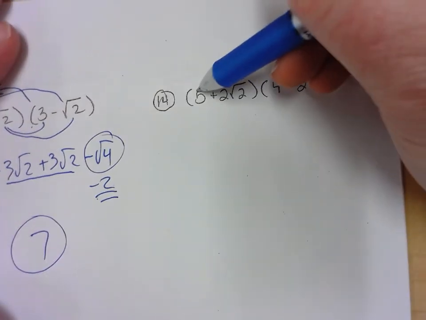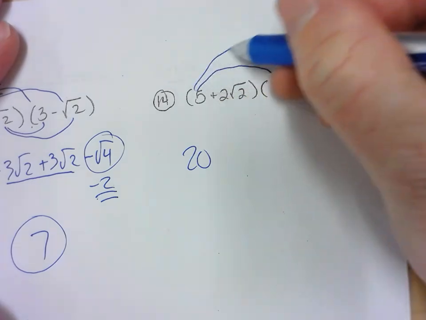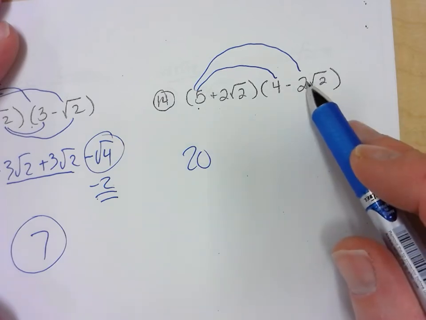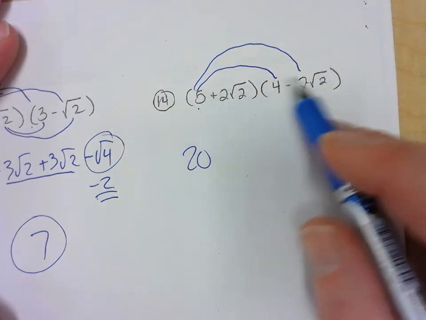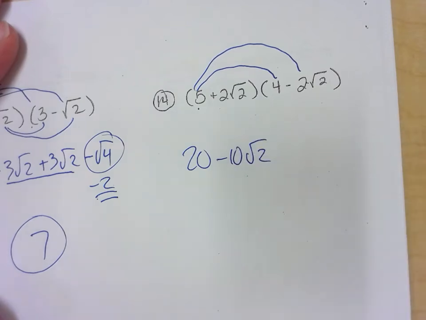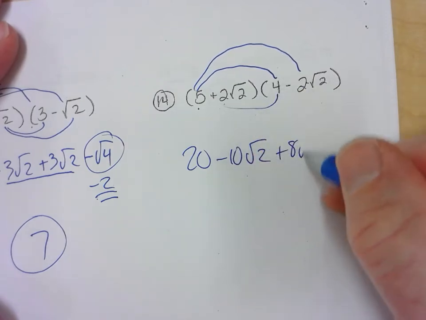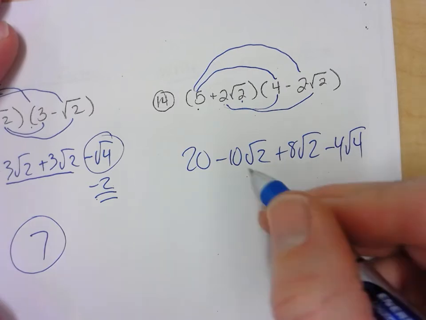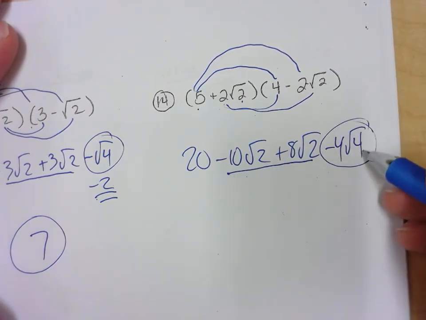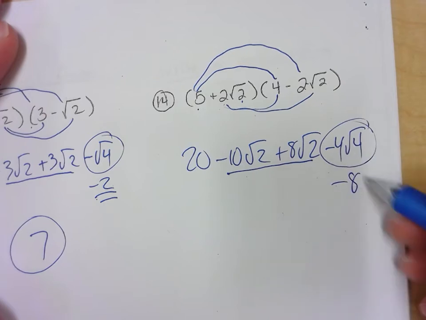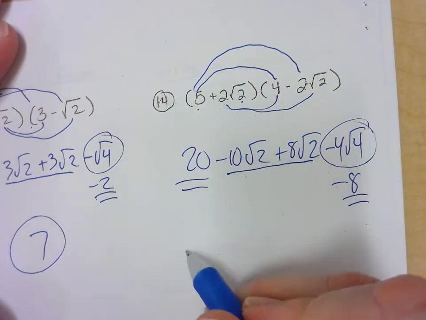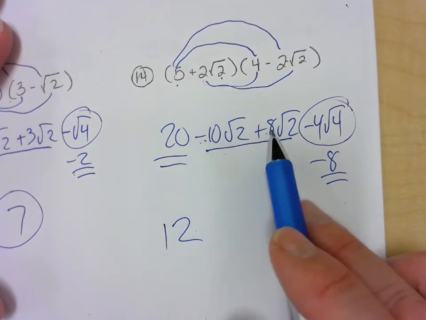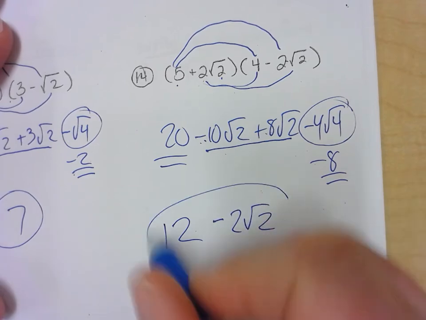Alrighty, and the next one, FOIL, this times this, 20. You can't multiply, you only multiply things with the same index. So like 5 is to the first power, 2 is to the first power, but the square root is to the half power. So this times this, negative 10 radical 2, just follows along. Then this times this would be 8 radical 2. And then this times this would be negative 4 times the square root of 2, which is the square root of 4. Okay, these go together. This is really 2 times 4 is 8, so that's really minus 8. So the 20 minus 8 is 12. And then we put together, you owe your uncle $10 because it's negative 10 plus 8 would be minus 2 radical 2. Voila.